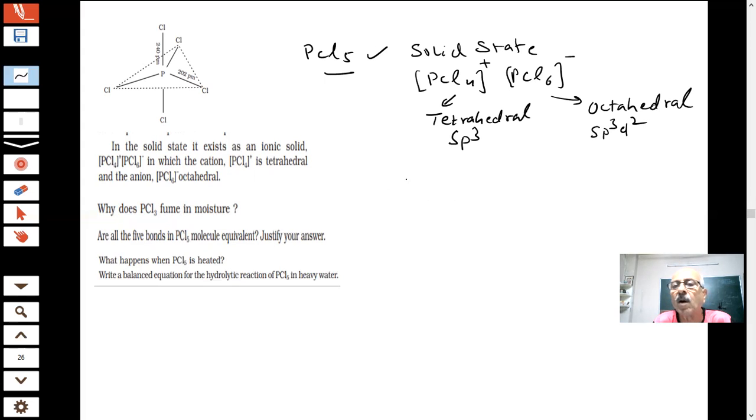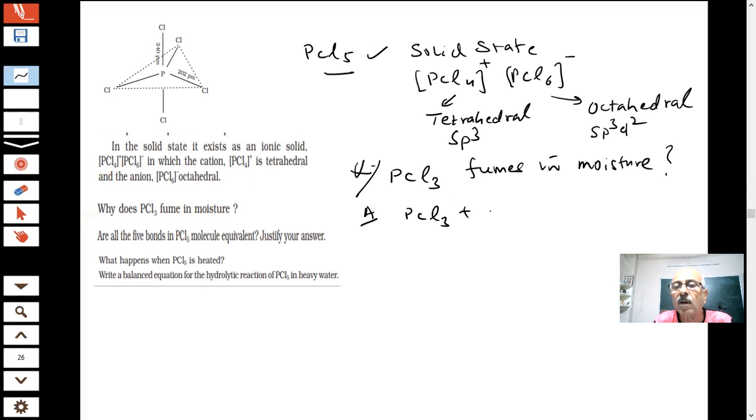sp3d2. Now the PCl3 fumes in moisture. Why does it fume in moisture? What are the fumes which we see? What is the reaction of PCl3 in moisture?